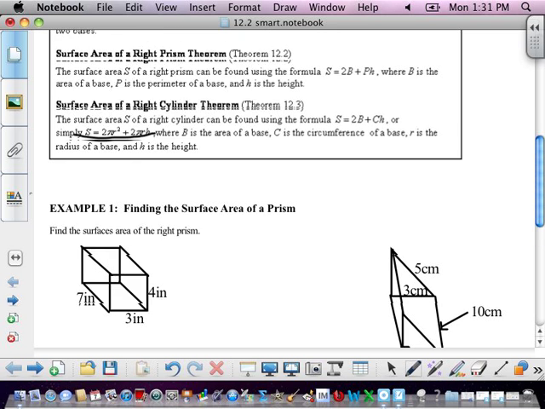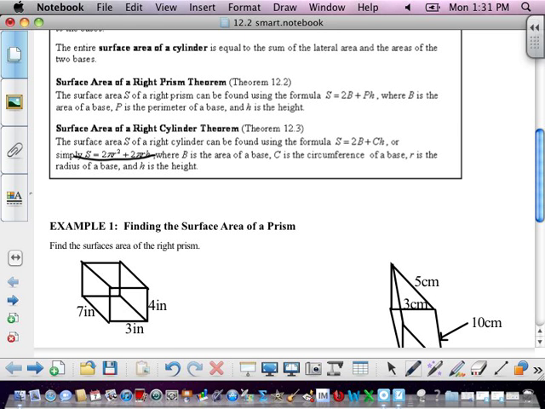Which one, the cylinders or the prisms? Okay, the prisms. Surface area of a prism is 2 times the area of the base plus the perimeter times the height. So it's 2 times the area of the base. What is that? Well, we're going to do one right now.